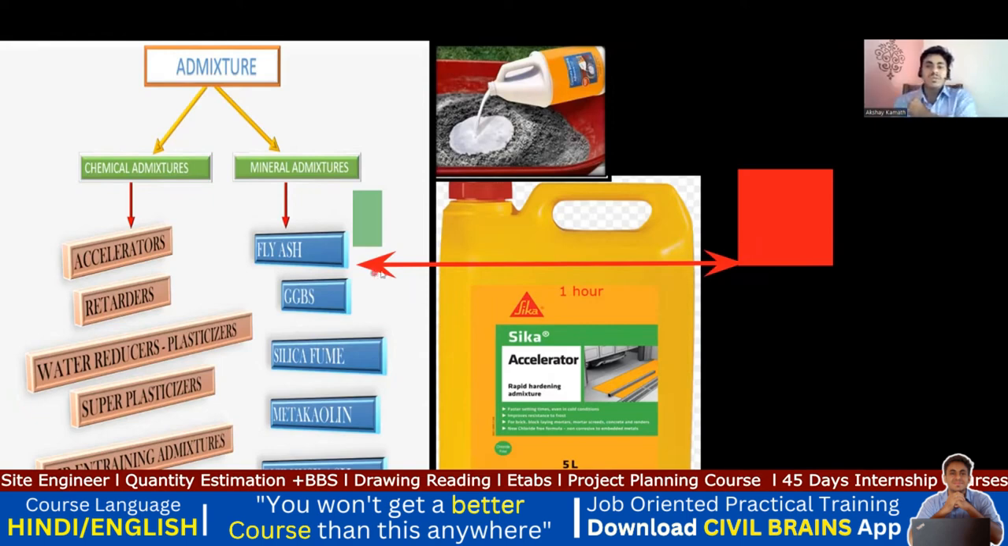Now if I do the transportation for 1 hour, obviously by the time it reaches my site, my concrete will have set. If my concrete has set even before placing, then what's the point in bringing the concrete? So if I want to delay that setting, I will make use of retarders. After adding the retarder, my concrete is not going to set immediately. There will be a delay in the reaction. That is why we make use of retarders, for applications where we transport concrete from one place to another.